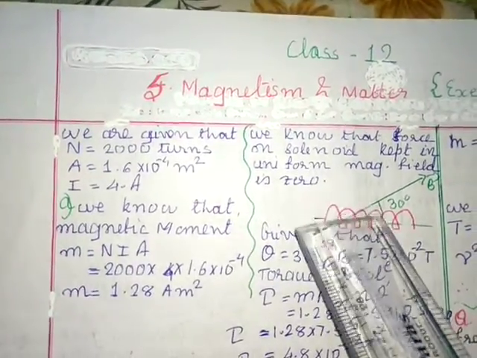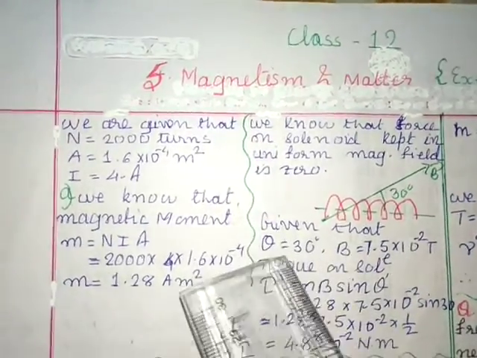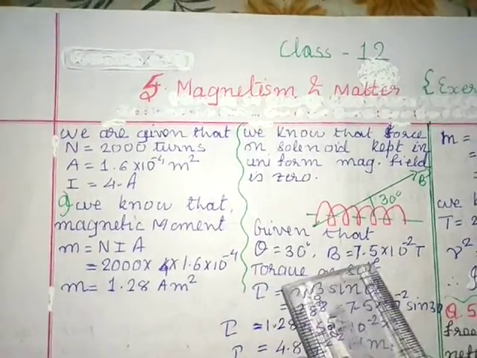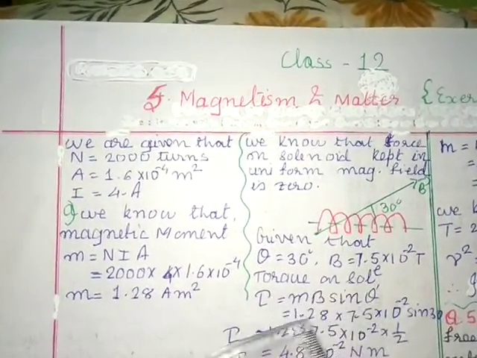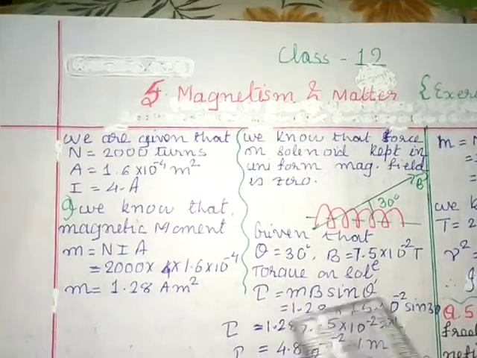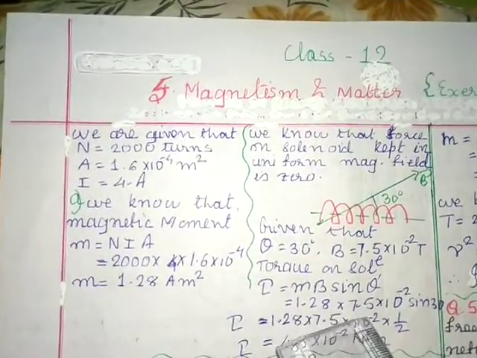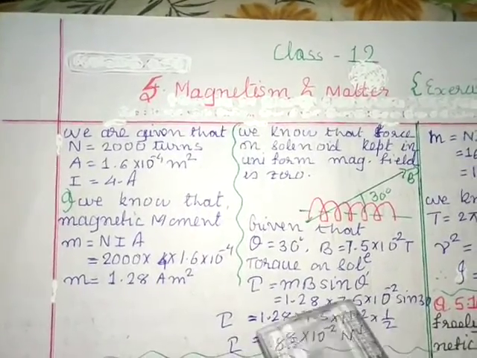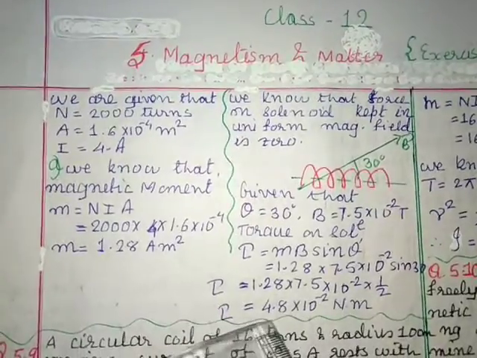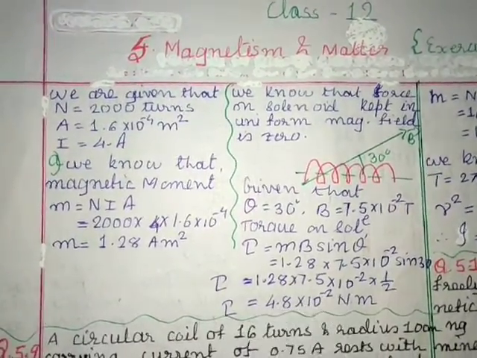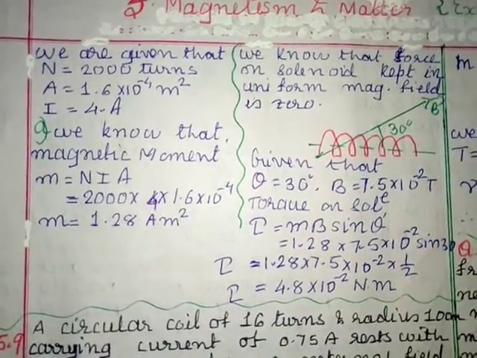But since it has some angle with the magnetic field, it will have torque. Given that theta is 30 degree and B is equal to 7.5 into 10 to the power minus 2 Tesla. So torque on solenoid is tau is equal to mB sin theta. M value from here 1.28, B value given to you 7.5 into 10 to the power minus 2, and sin 30. Sin 30 is 1 by 2. Multiply, you get 4.8 into 10 to the power minus 2 Newton meter. So that is the torque experienced by the solenoid.